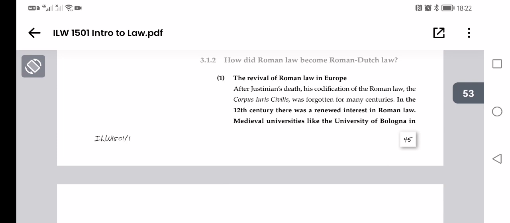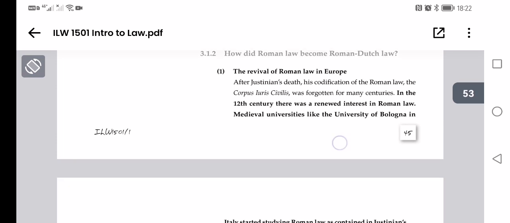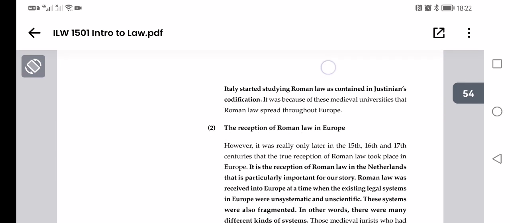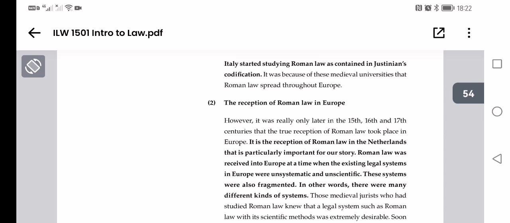Medieval universities like the University of Bologna in Italy studied Roman law as contained in Justinian's codification. It was because of these medieval universities that Roman law spread throughout Europe.